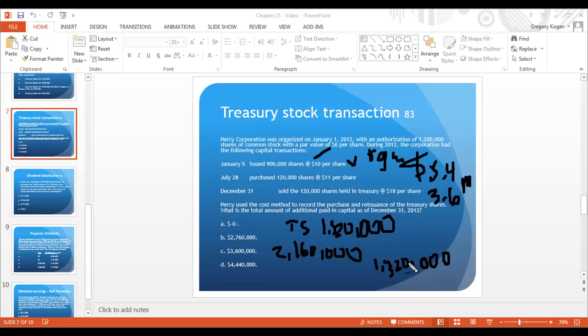And how much are you gaining here? Well, you got 2,160,000 cash, right? And you're getting here the difference because you're getting 7 bucks a share. So you're getting here 840,000 in additional paid in capital.